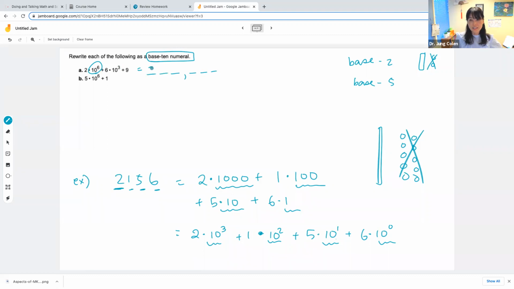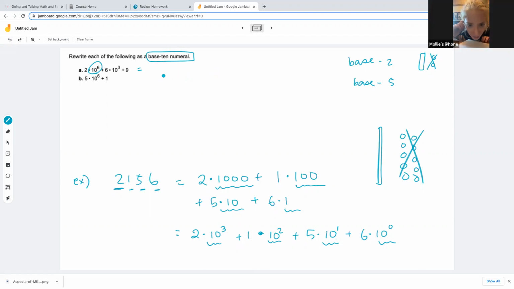So we know that number will be 2. Okay. 5th power, nothing. 4th power, nothing. How about 3rd power? 6. 2nd power, nothing. Oh, we missed the 1, didn't we? So let me rewrite that again. Okay, I think I have to redo.